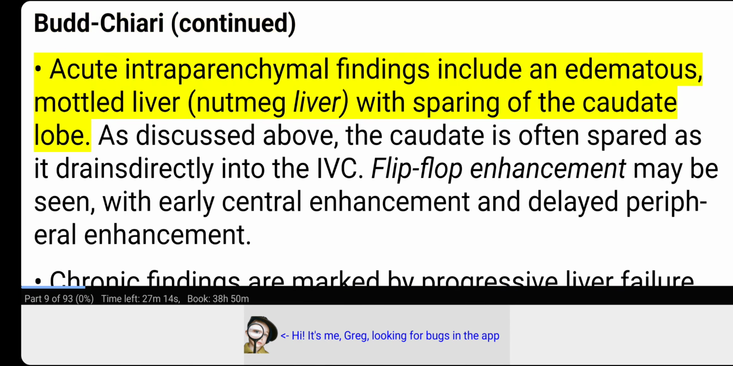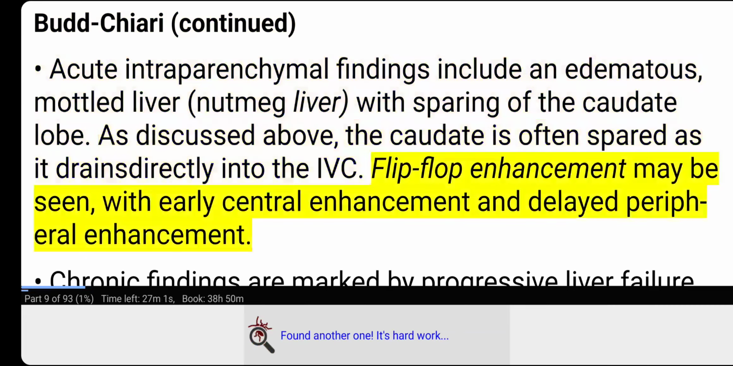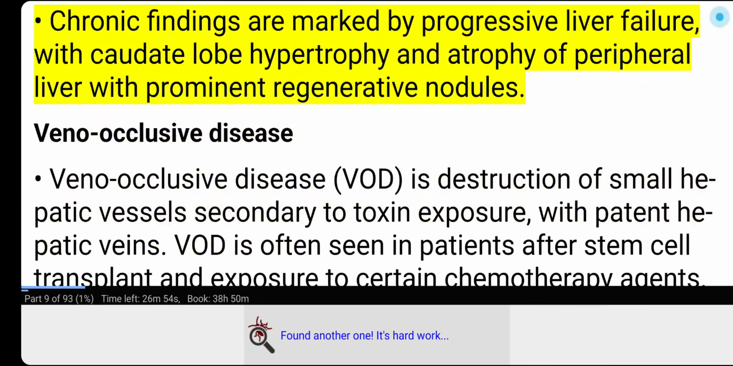Budd-Chiari continued. Acute intraparenchymal findings include an edematous, mottled liver, nutmeg liver, with sparing of the caudate lobe. As discussed above, the caudate is often spared as it drains directly into the IVC. Flip-flop enhancement may be seen, with early central enhancement and delayed peripheral enhancement. Chronic findings are marked by progressive liver failure, with caudate lobe hypertrophy and atrophy of peripheral liver with prominent regenerative nodules.